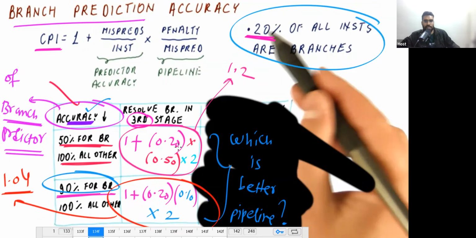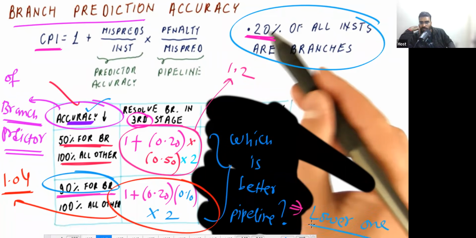$1.04, right? This will come out to be 1.04. So you tell me which is better. You can definitely see that the second, the lower solution, the lower one, is better.